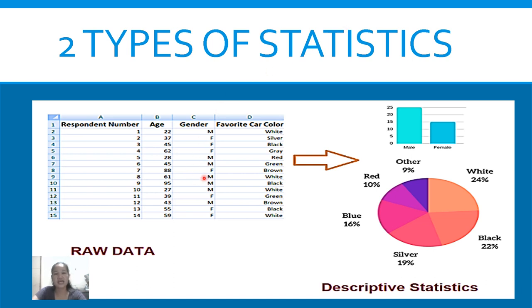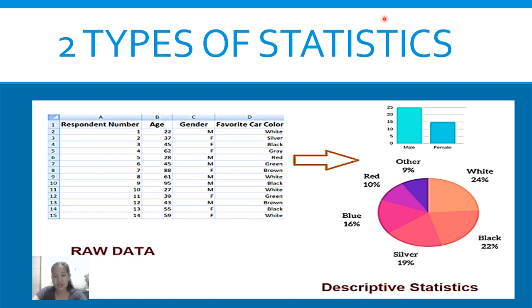This is a spreadsheet, and we have plenty of options to visualize data such as pie charts, line charts, and others. That's the core of descriptive statistics. Note that you are not drawing any conclusion about the full population.